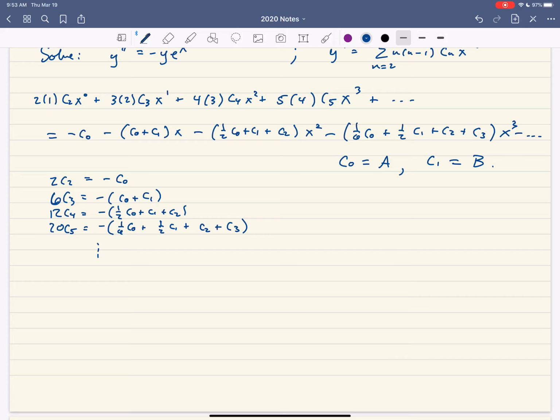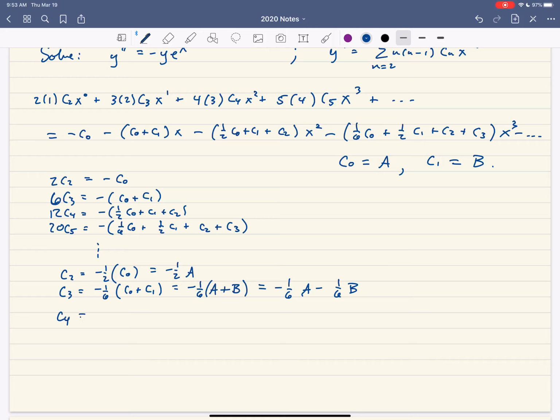And so this tells us that C2 is going to be negative 1/2 C0. So that's going to be negative 1/2 A. And C3 is going to be negative 1/6 times C0 plus C1. So that's going to be negative 1/6 times the quantity A plus B, or negative 1/6A minus 1/6 times B.